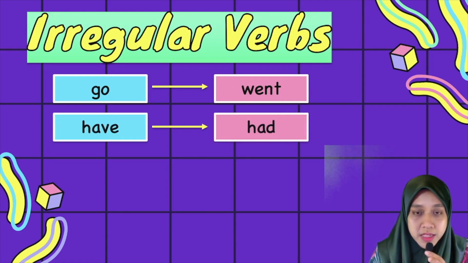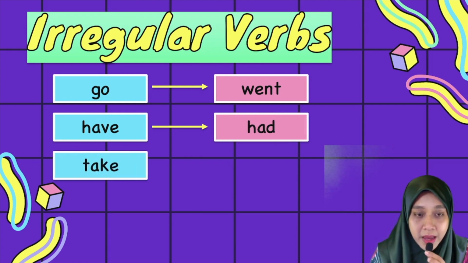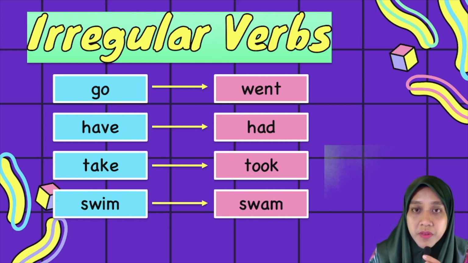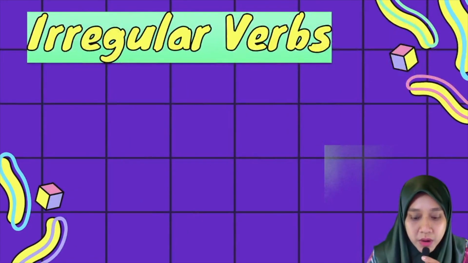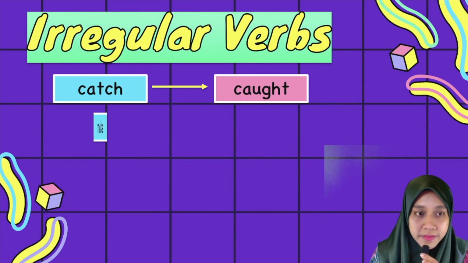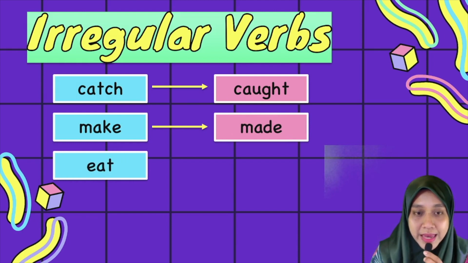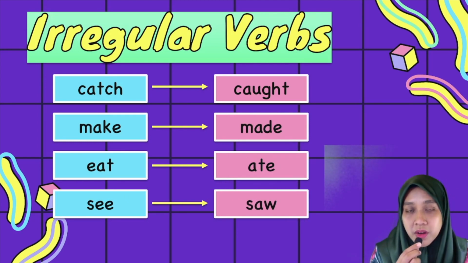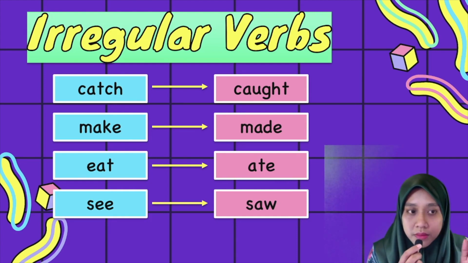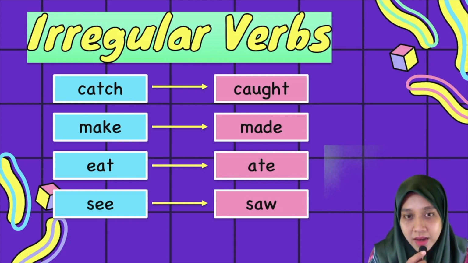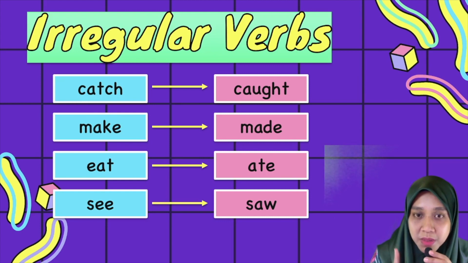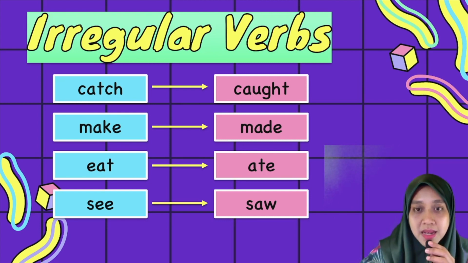Dia tukar terus. Alright? Another example, have. When we change to simple past, it becomes had. Alright? Take becomes took. Swim becomes swam. Alright? These are the examples of irregular verbs, right? Okay, let's look at more examples. Catch becomes caught. Make becomes made. Eat becomes ate. See becomes saw. Alright, so these are the examples of irregular verbs. Okay, the words in blue are the root word, okay, perkataan asal. Right, the words in pink are the past tense. Right, perkataan yang ditukarkan kepada past tense. Alright, so remember, past tense are the actions that happens in the past. Past tense maksud dia perbuatan yang sudah berlaku pada masa lepas.